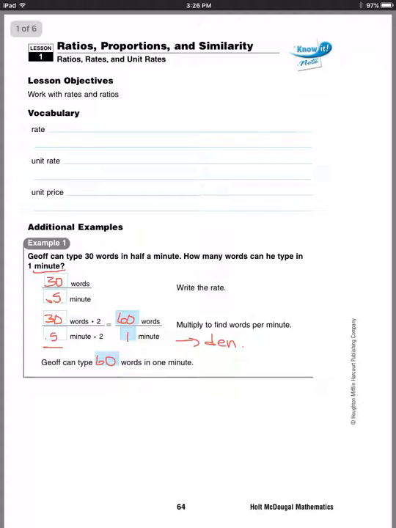Denominator smaller than 1, we're going to multiply. Okay?